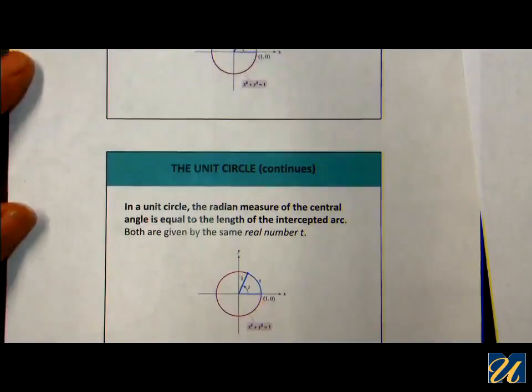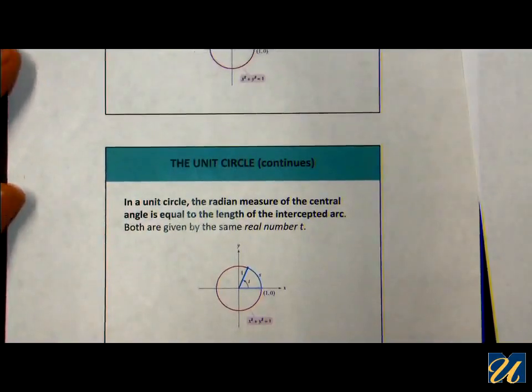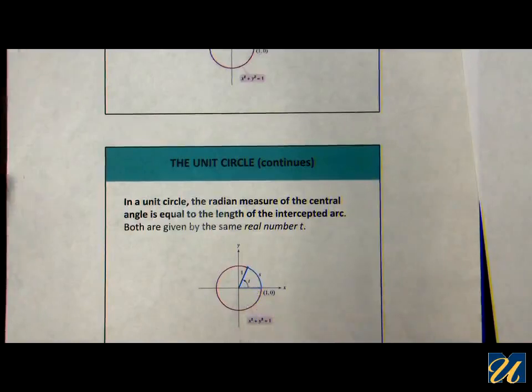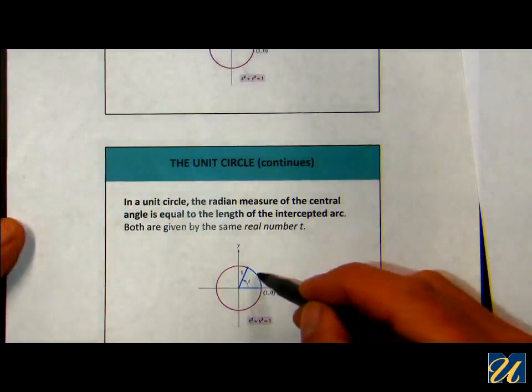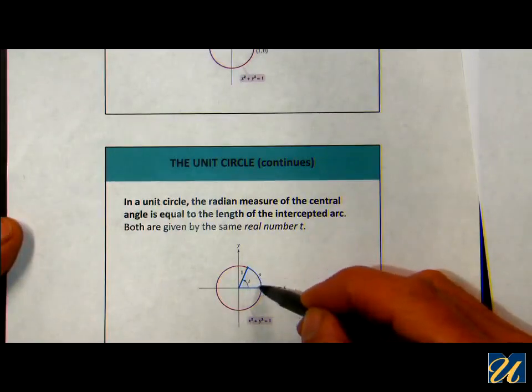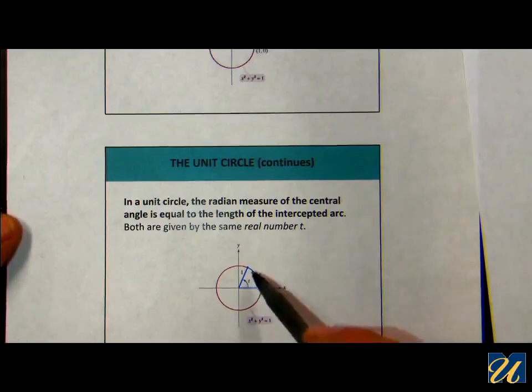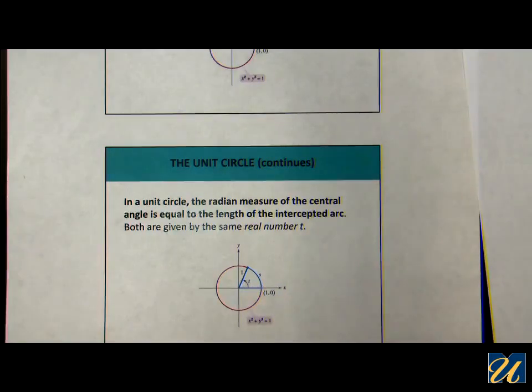In a unit circle, the radian measure of the central angle, that's the central angle here marked as t, is equal to the length of the intersected arc. This is the length of the arc right here. Both are given by the same real number t. So what this is saying is that radian measure occurs when you have the length of this arc equal to the value of this angle. That then is considered to be a measure of 1 radian.